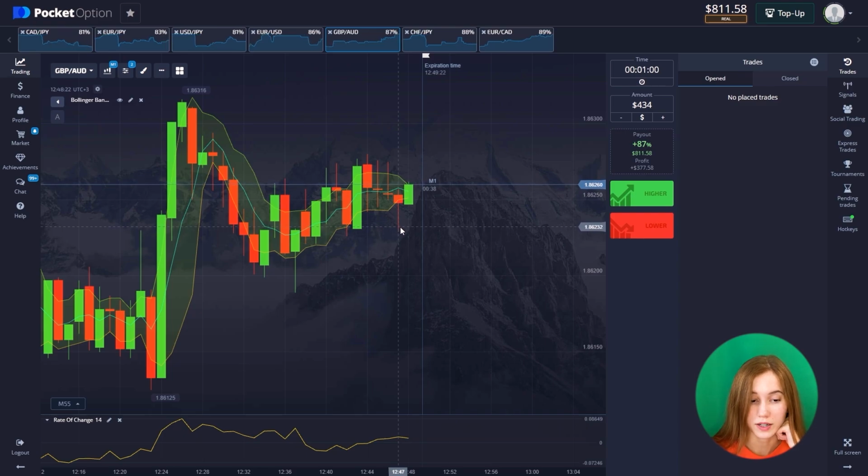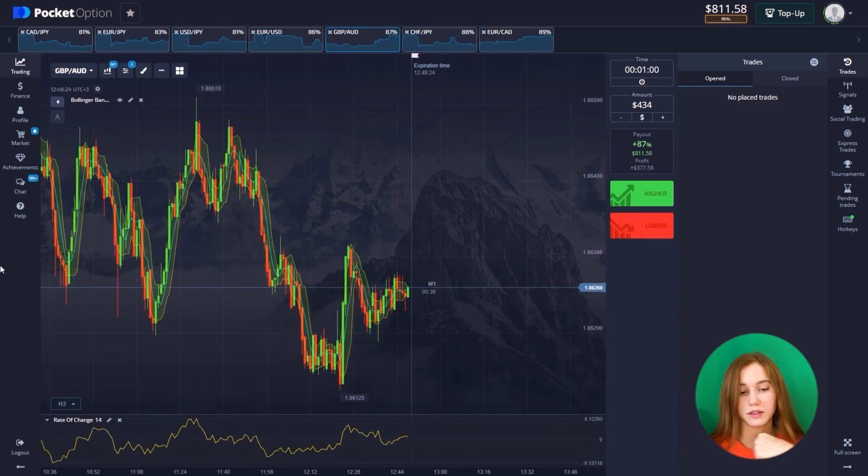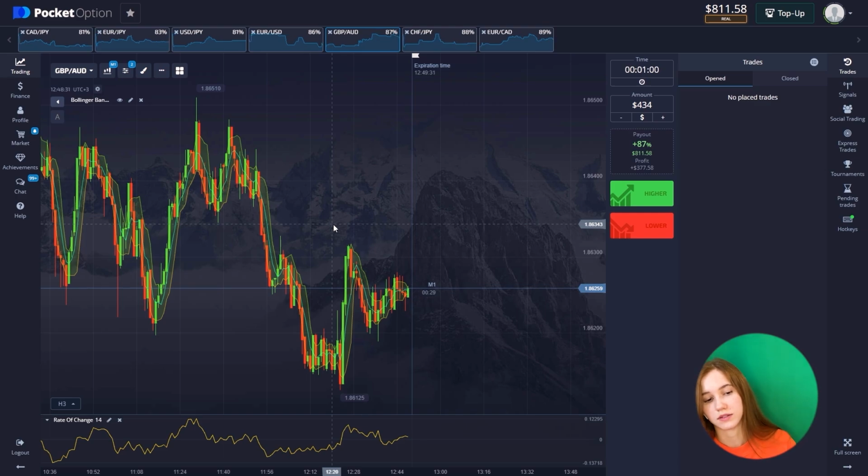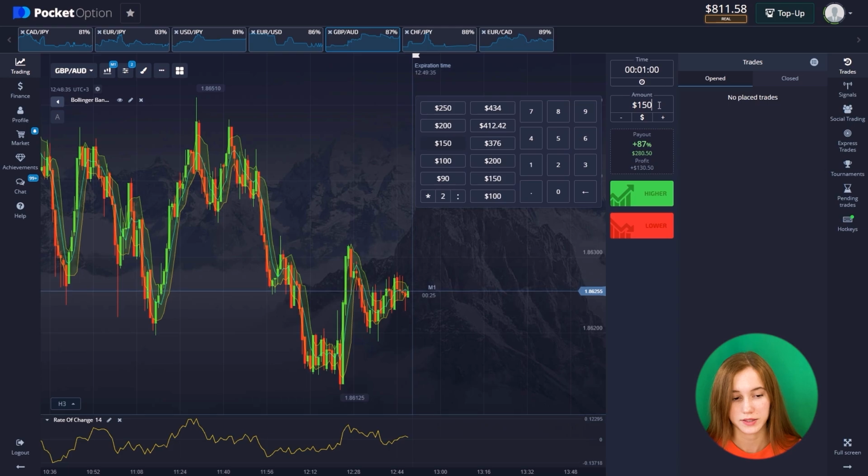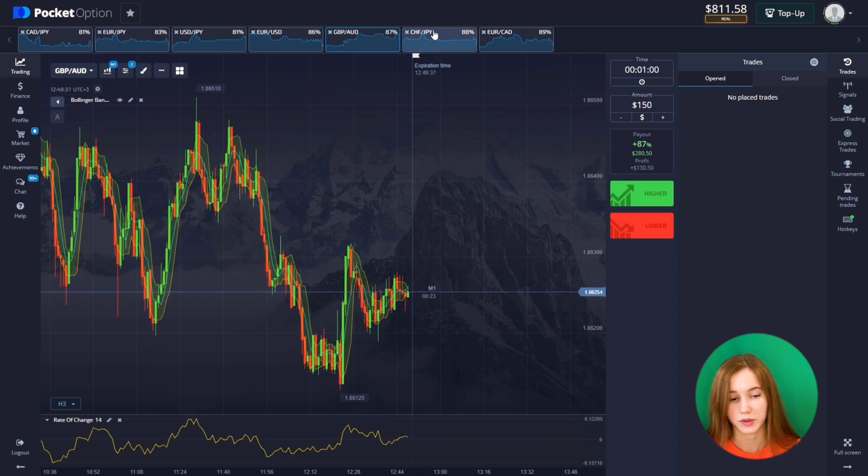We opened correct on this candle, and you can find these deals in my Telegram channel. Let's reduce our trade amount.